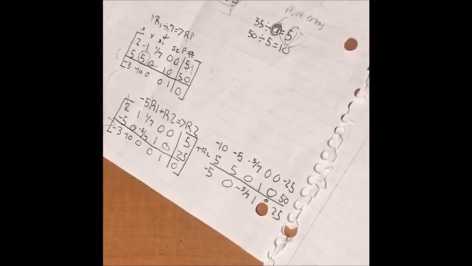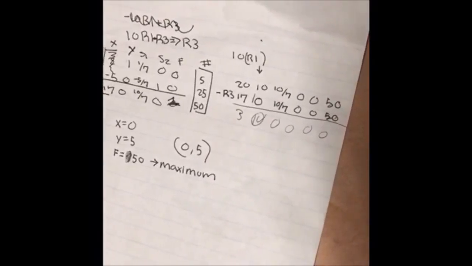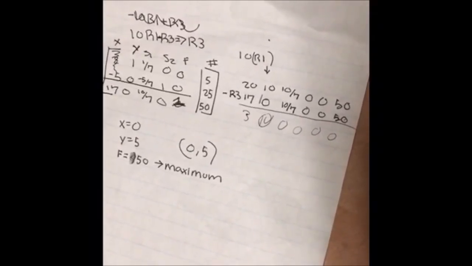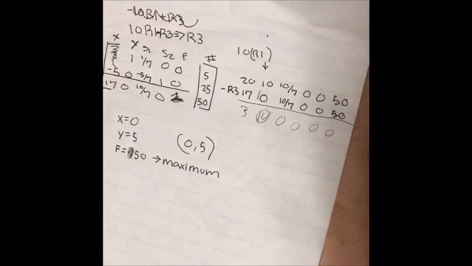Now we need to get a 0 right here. So we're going to use row 1 again to get the 0. We're going to do 10 row 1 minus row 3 to get our new row 3. So we will have 20 minus 17, which is 3, 10 minus 10, which is 0, 10 over 7 minus 10 over 7, which is 0, 0 minus 0, which is 0, 0 minus 0, which is 0, and 50 minus 50, which is 0.